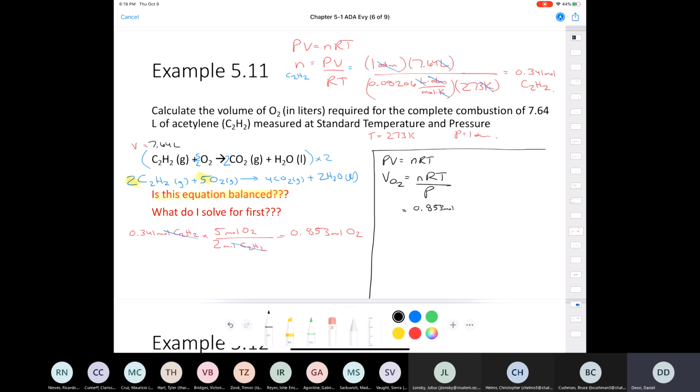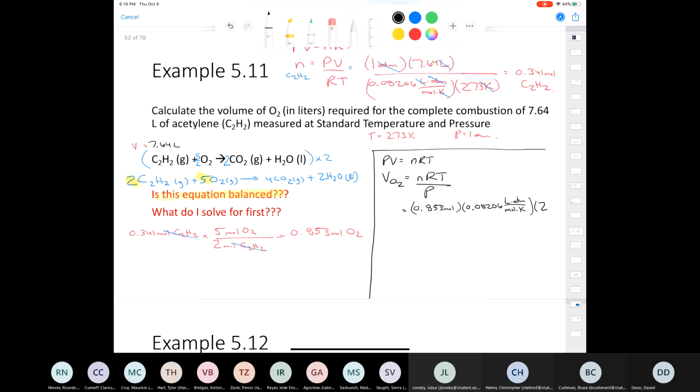0.853 moles times the gas constant, 0.08206 liters atmospheres per mole Kelvin, multiplied by the temperature, 273 K. I divide all of that by my pressure, 1 atmosphere. Moles cancel, Kelvin cancels, as do units of pressure.